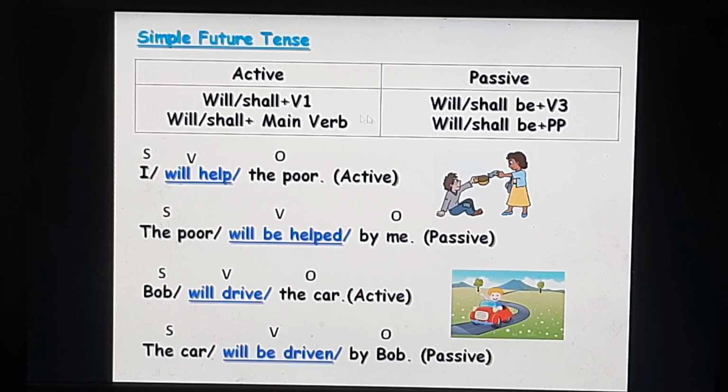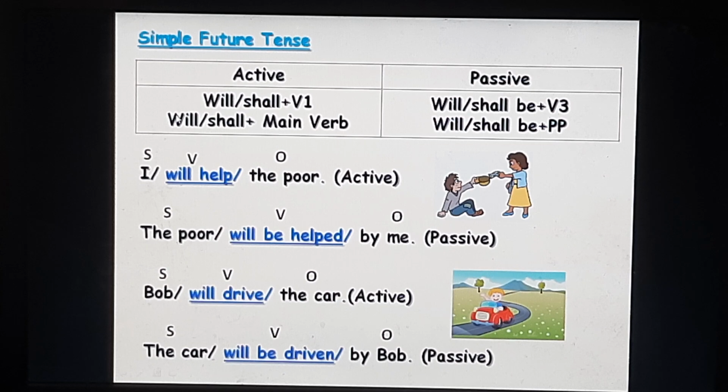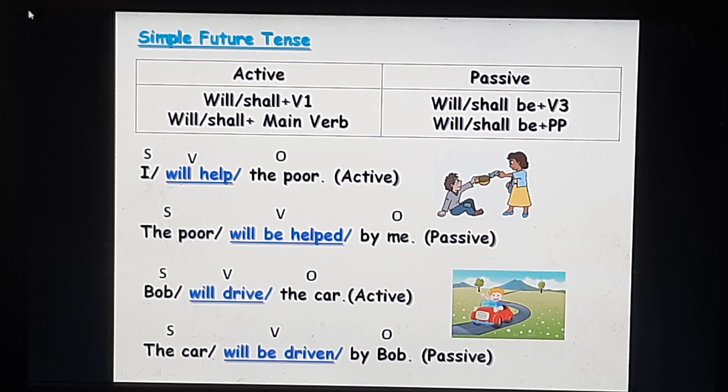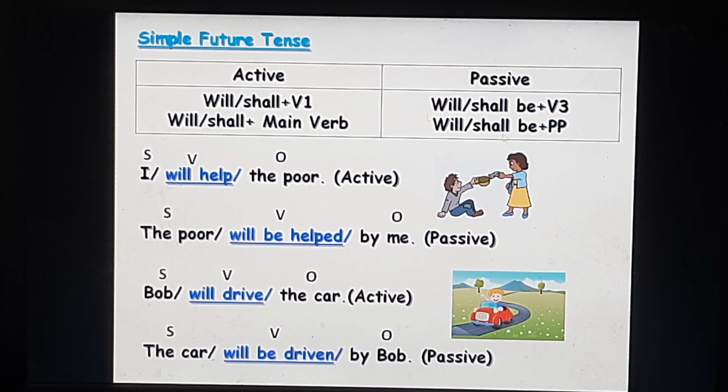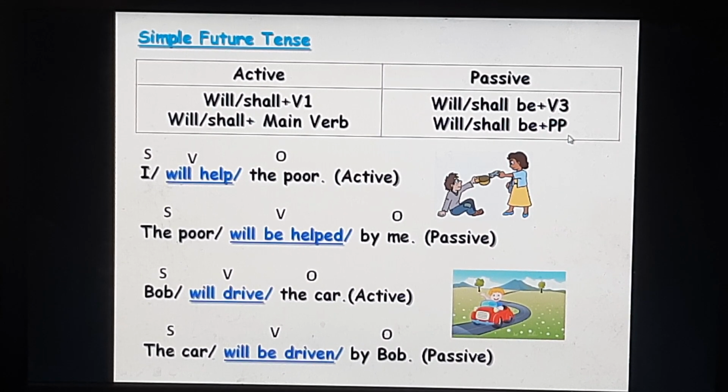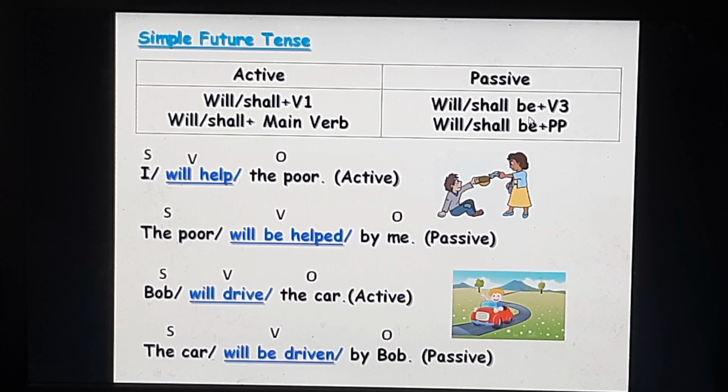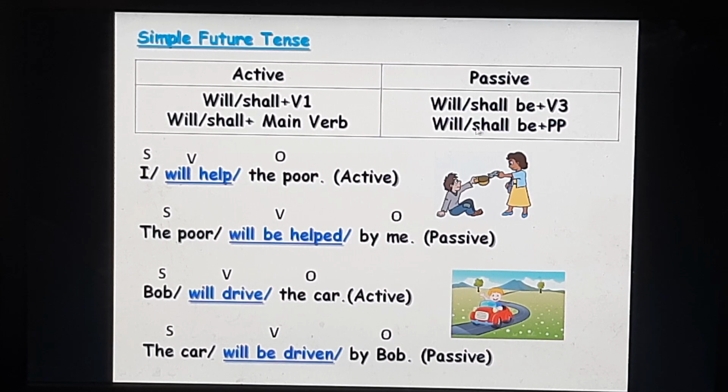Now let's see the simple future tense. Your active voice verb is will or shall plus the V1 form, the main verb. In the passive, it is will or shall be plus the past participle. Now we must remember, whether your subject is in first person, second person, or third person, or whether it is singular or plural, the usage of the verb is the same.